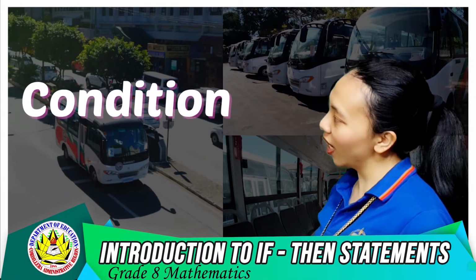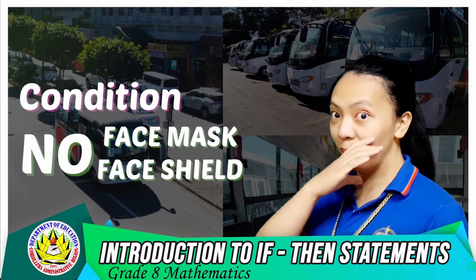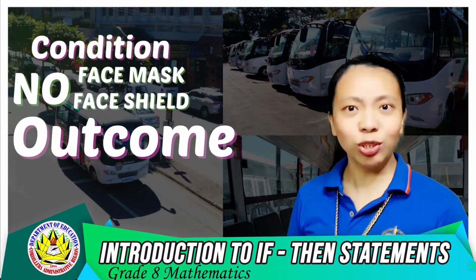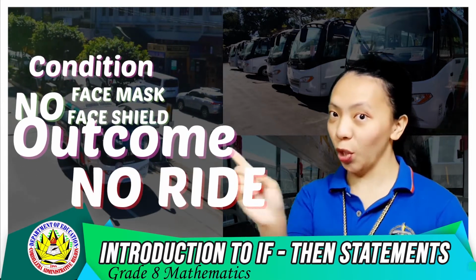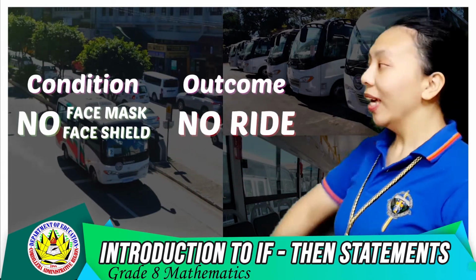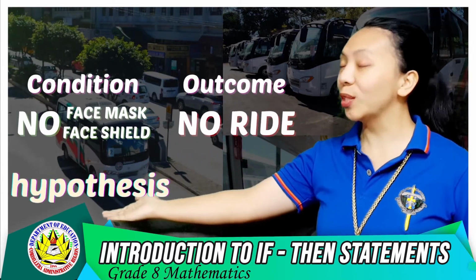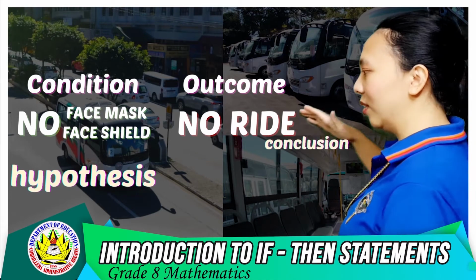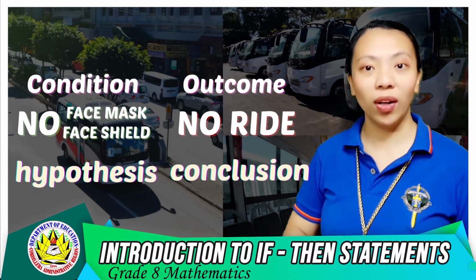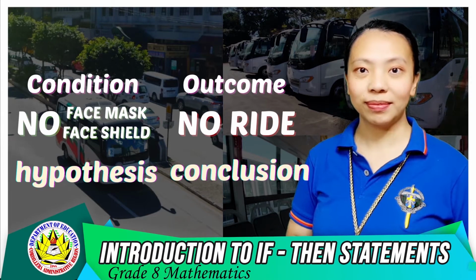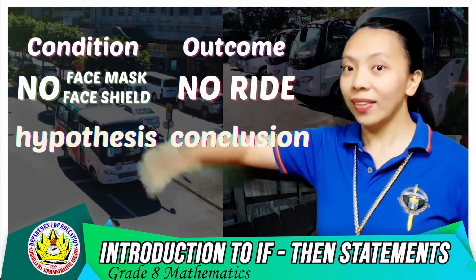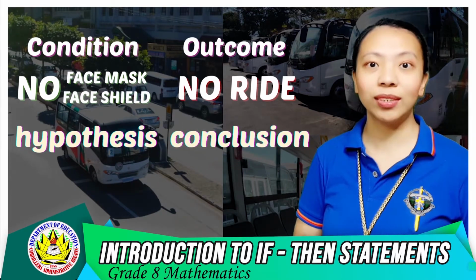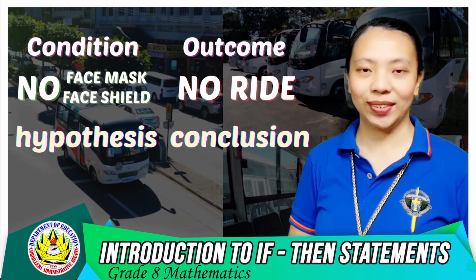The condition is no face mask, no face shield, while the outcome to that condition is no ride. The condition is what we call the hypothesis, while the outcome to that condition is what we call the conclusion. The hypothesis and the conclusion are the two parts of a conditional sentence.